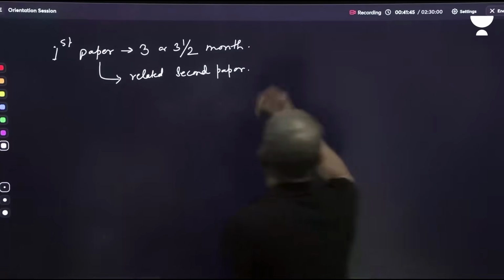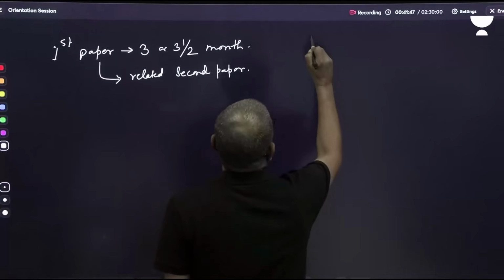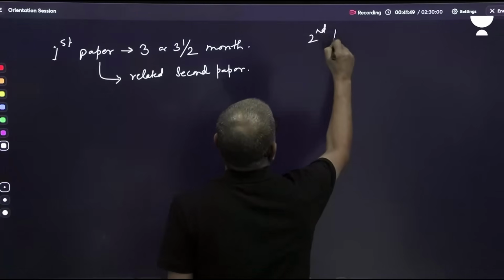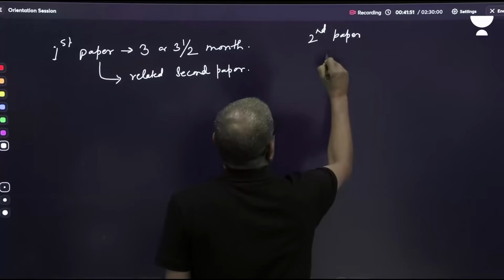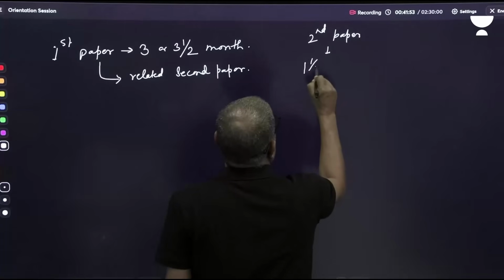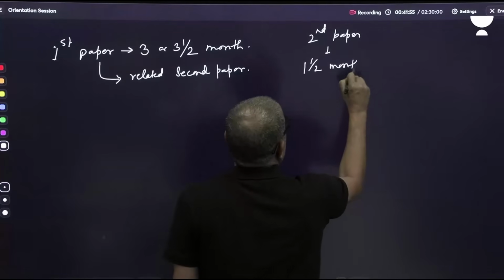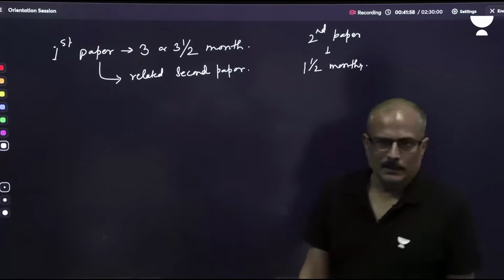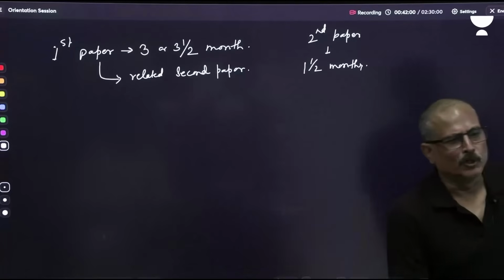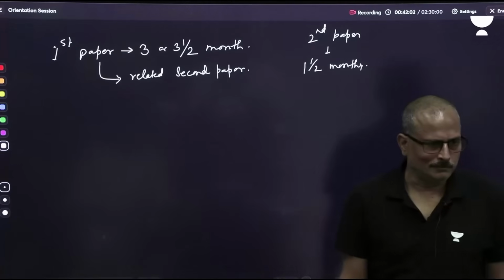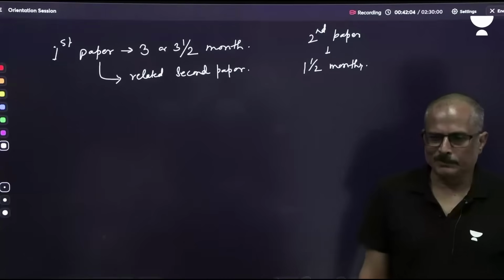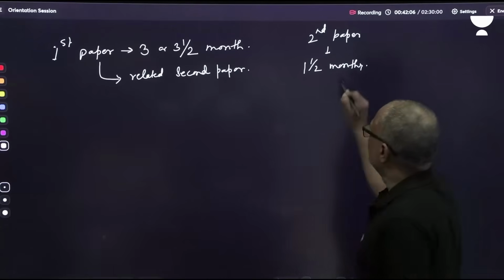Right? 1 or 1.5 months for the second paper, 1.5 months, right? The second paper is more voluminous. The second paper talks about volume.